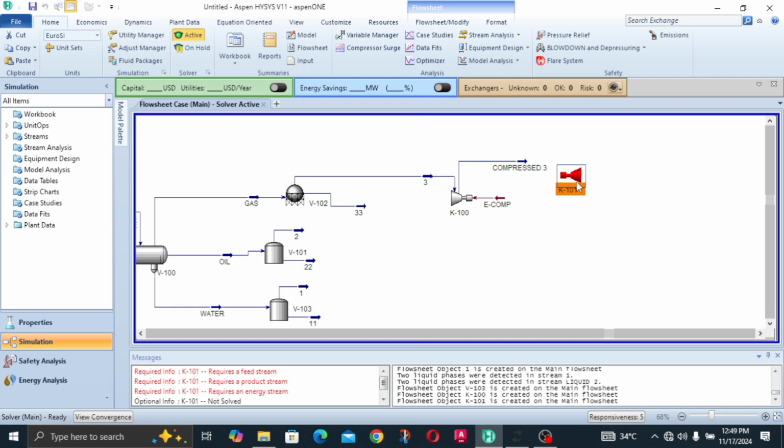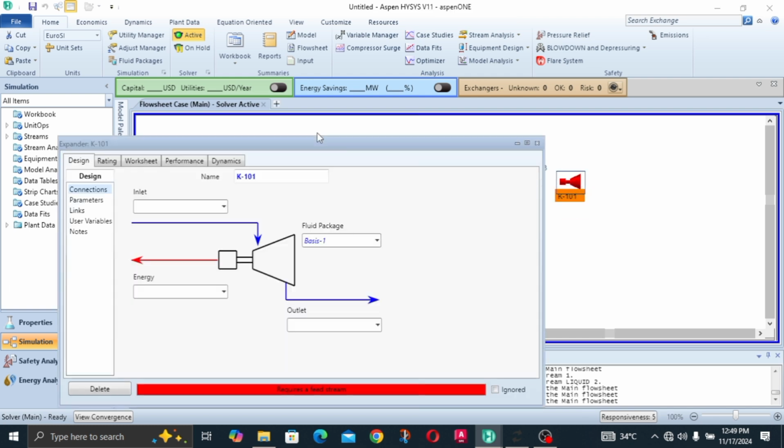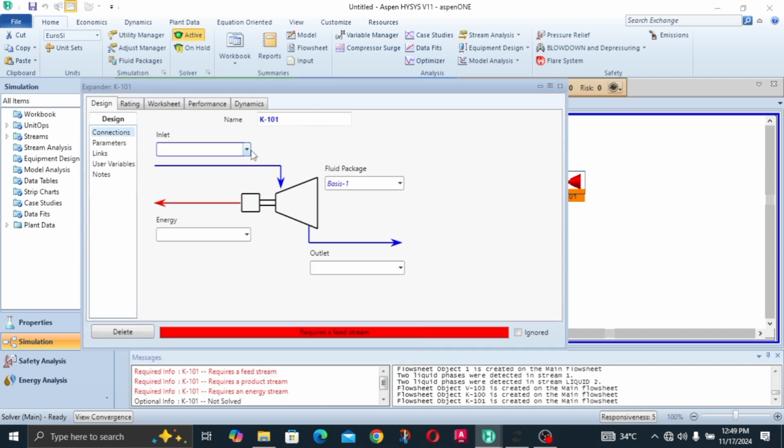So you would just double click on it. It's just like the compressor. Everything is the same. It's just the functionality. The compressor increases while the expander decreases the pressure. The compressor decreases the volume to increase the pressure, while the expander increases the volume to decrease the pressure.